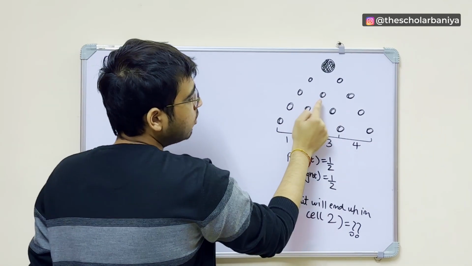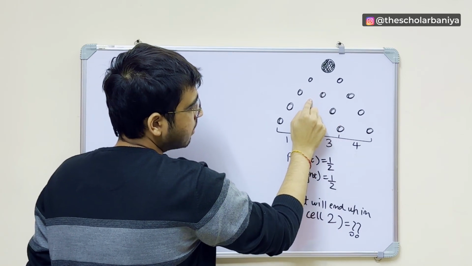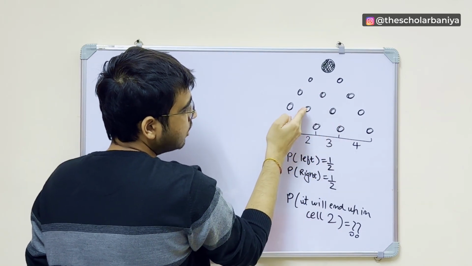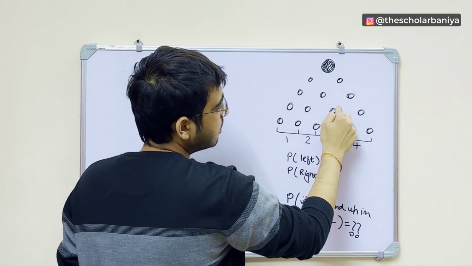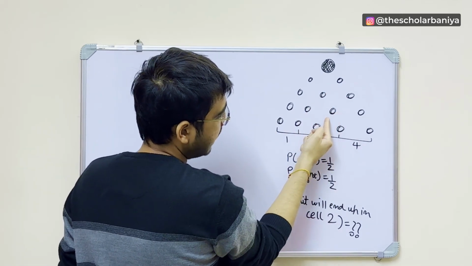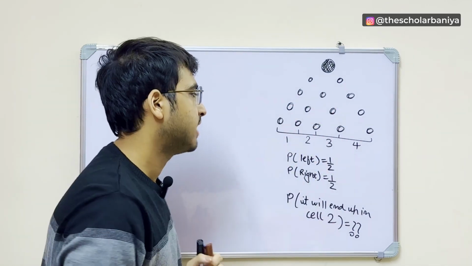Now, for example, if it hits this and if it goes this way, then it can either go this way or this way. Similarly, when it hits this and it comes over here, it can either go this way or this way. So I hope you understand what it means, right?